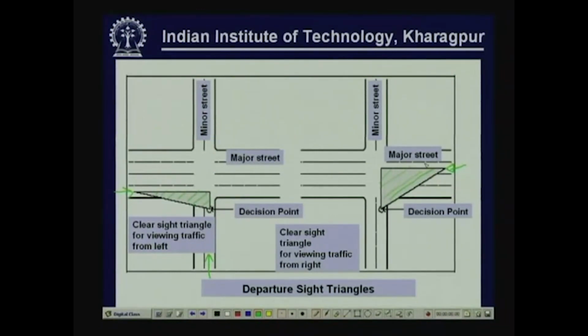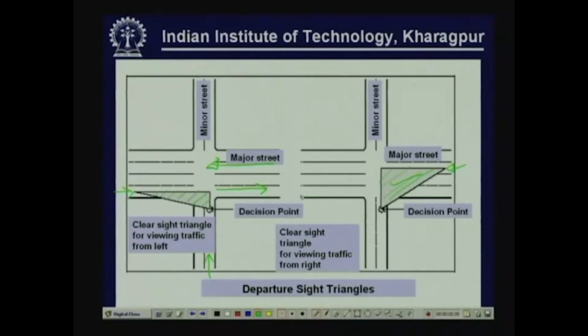So, we are showing here the clear side triangle for viewing traffic from the left, and this one is the clear side triangle for viewing traffic from the right hand side. So, remember that the movement we are considering is like this and like this. This is different from whatever is followed normally in India, but predominantly this concept is used in AASHTO.